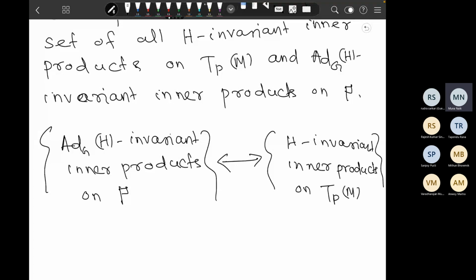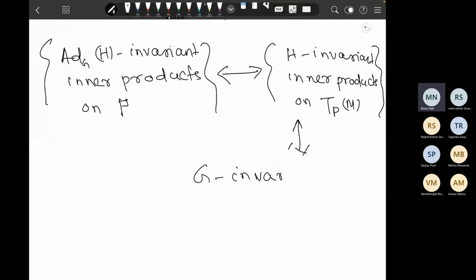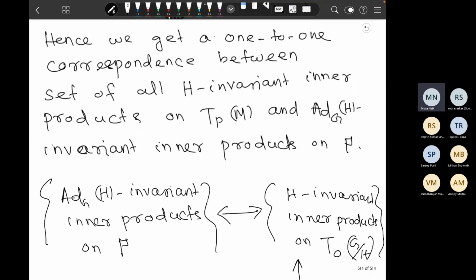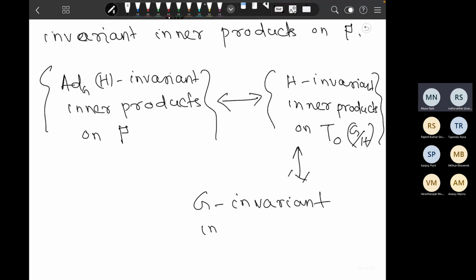Okay, so this we have seen: an H invariant inner product on T naught G mod S corresponds to a G invariant Riemannian metric on M. Sorry, I am writing T naught G mod S, not this. Hence we get a correspondence between H invariant inner products on T naught G mod S and G invariant Riemannian structures on G mod S.